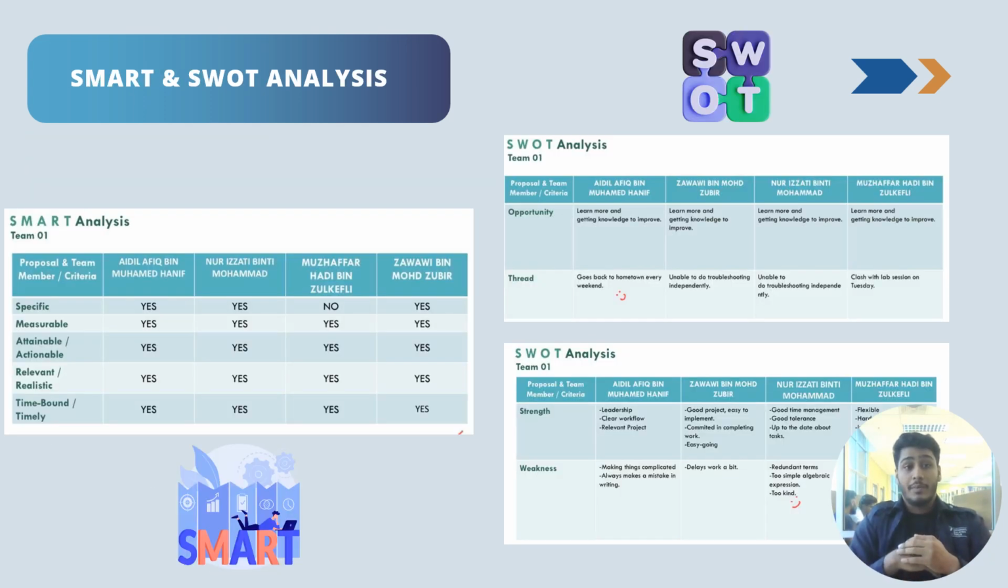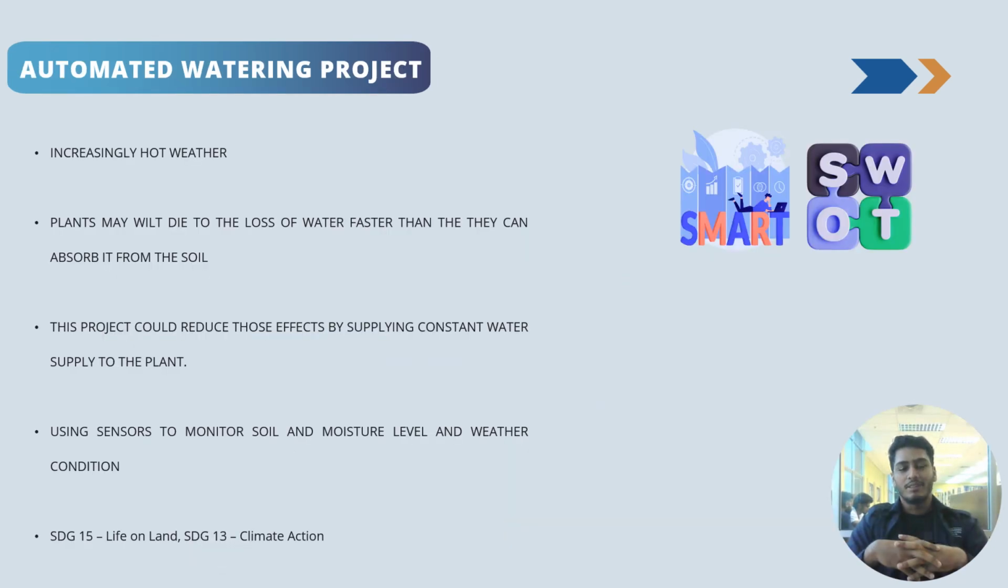Through the EDP process, we used the SMART table to determine whether each of the projects proposed is specific enough, measurable, actionable, realistic, and time-bound. We also used the SWOT table to analyze each one of us in terms of strengths, weaknesses, opportunities, and threats. So after a while, we decided as a team to design an automated watering project.